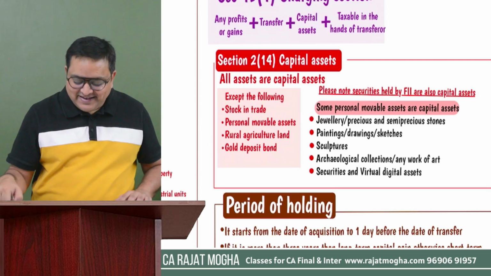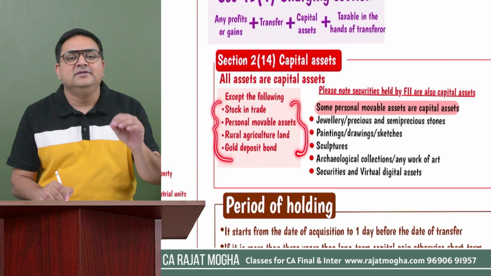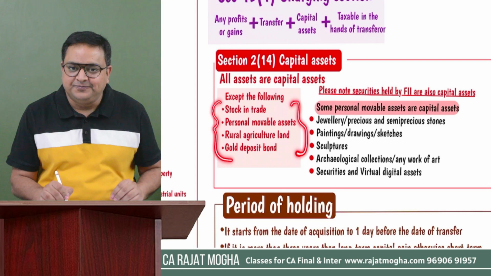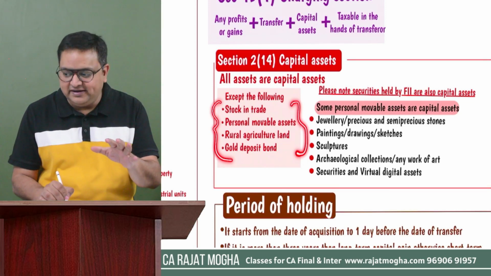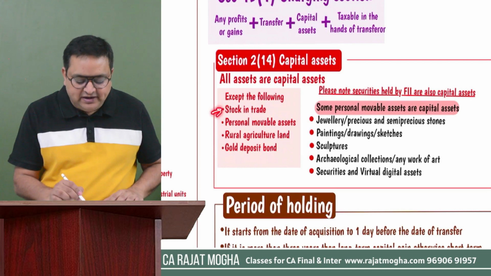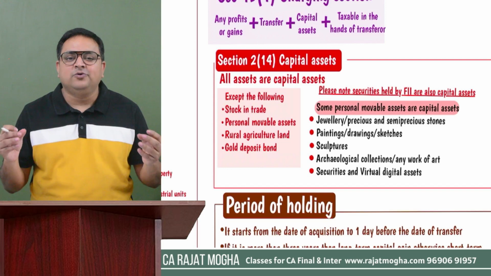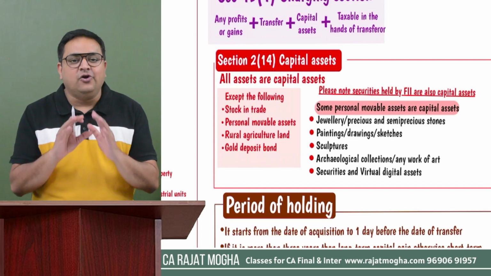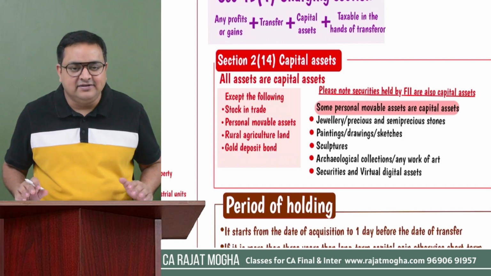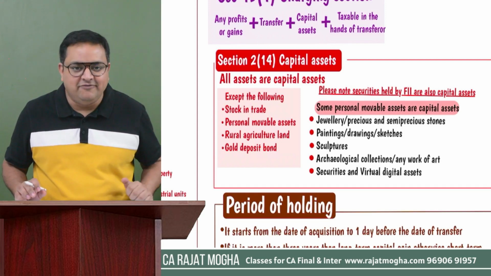But again, there is an exception. There are certain assets which will not be considered as capital assets. If they are not considered as capital assets, there would be no capital gain in that case. So we understand stock in trade will not be treated as a capital asset. If someone is holding an asset as stock in trade, that will not be a capital asset, because if this person is transferring their stock, then PGBP income will arise.